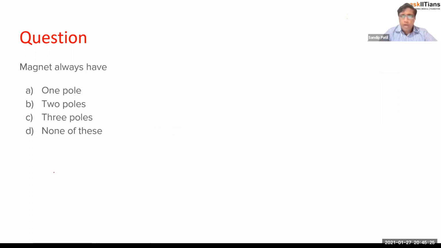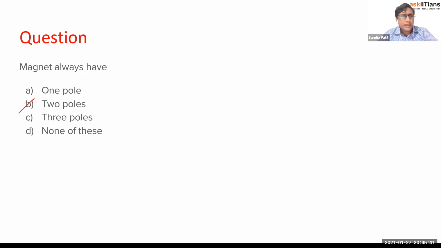A magnet will always have how many poles? Two poles, right? We have seen that we cannot find a monopole, meaning we cannot find a single pole. Even if you cut the magnet, the other pole is going to get generated there. So our answer is two poles.